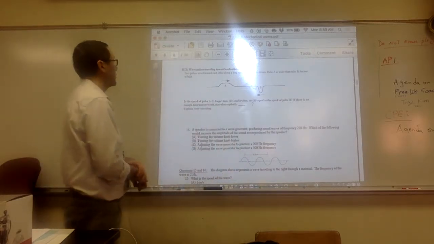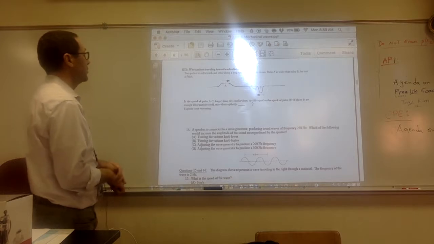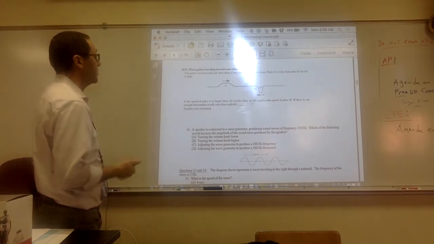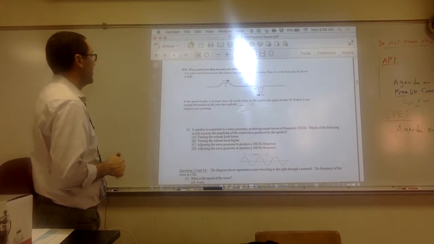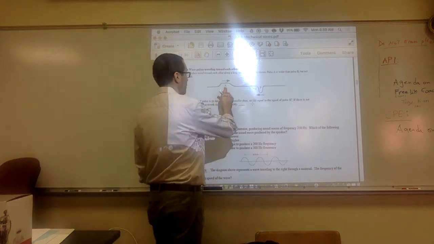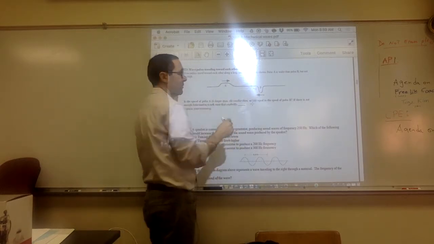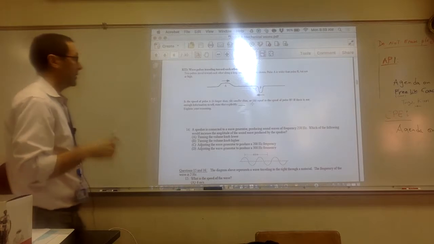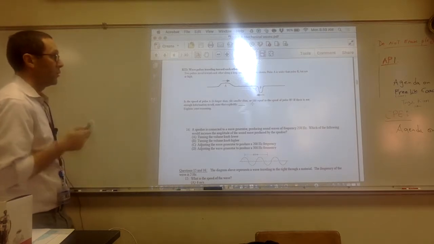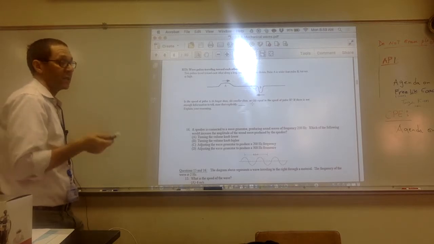Okay. Two pulses travel towards each other along a long stretched spring as shown. Pulse A is wider than pulse B, okay, but not as high. Is the speed of pulse A larger, smaller, or equal to that of B? Now, if two pulses are traveling in the same medium, okay, the speed is the same. So the speed only depends on the medium and the conditions of the medium.